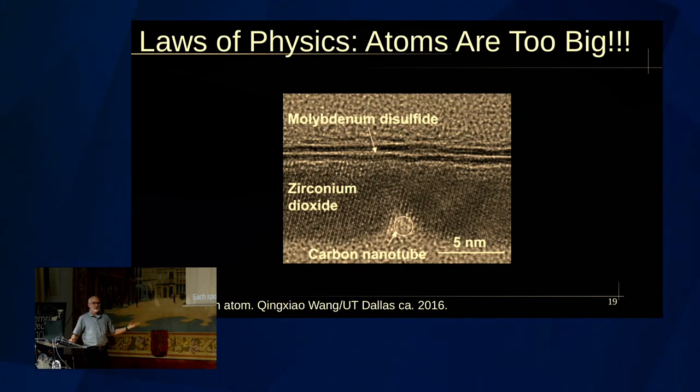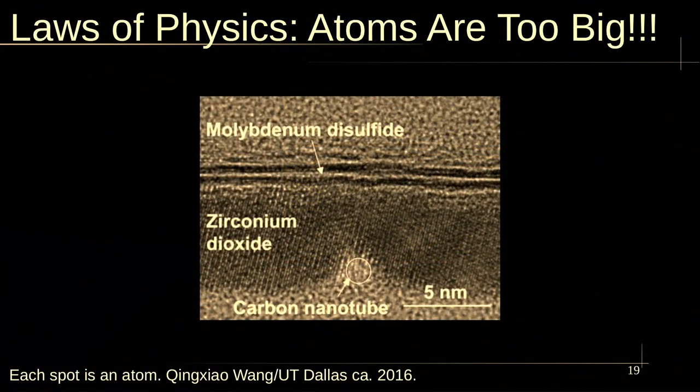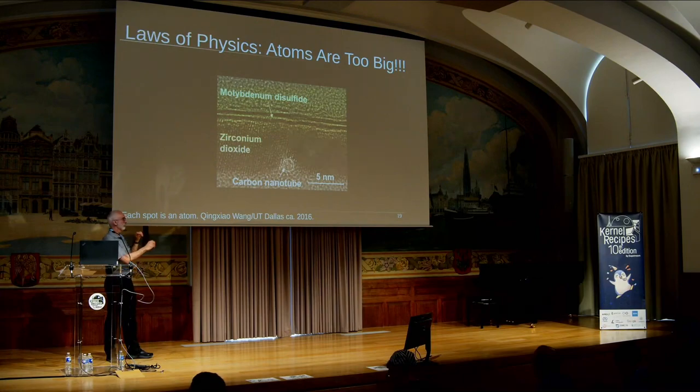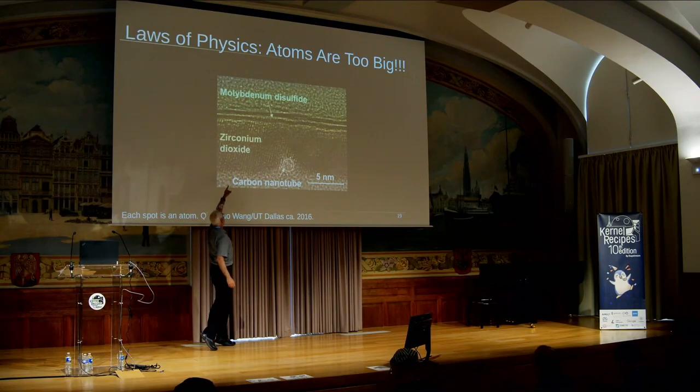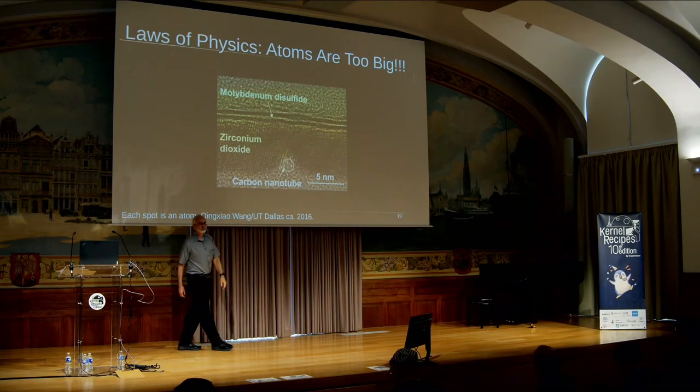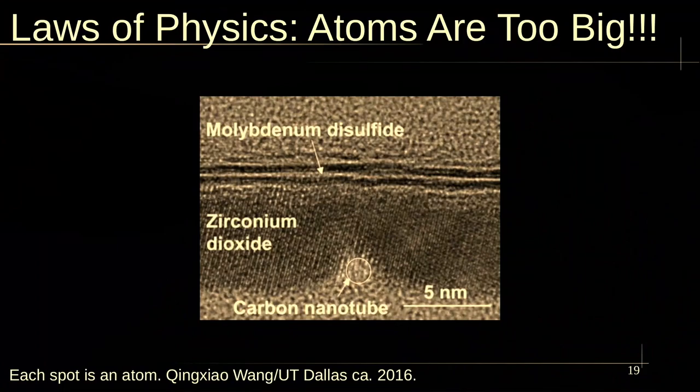And why? So this is a cross-section of a research thing. There's a layer of molybdenum disulfide and some zirconium dioxide and also carbon nanotube. Each of those spots, like that and that and that, those are atoms. This is a scanning tunneling electron microscope image of this thing.